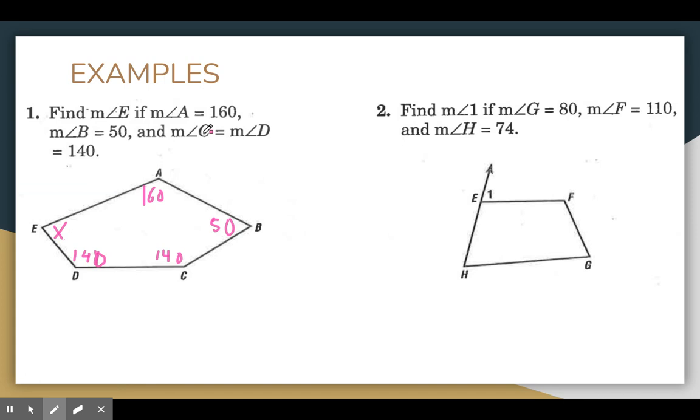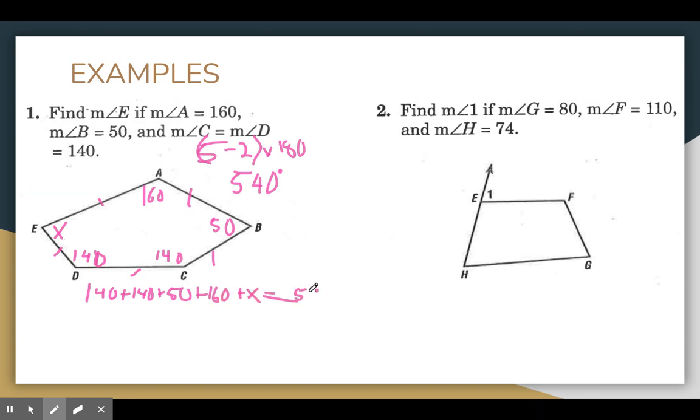Okay, so first, we need to figure out how many sides there are. There are 1, 2, 3, 4, 5 sides. We already have done this equation, but remember, you could do 5 minus 2 times 180 to find out how many degrees. We know that that does end up equaling 540. So that means we're going to add up all these 5 angles, and we know that it has to add up to 540. So we would do 140 plus 140 plus 50 plus 160 plus x is equal to 540.